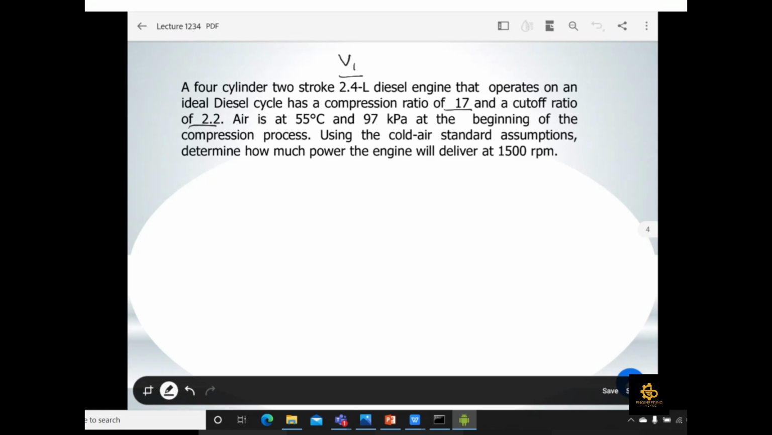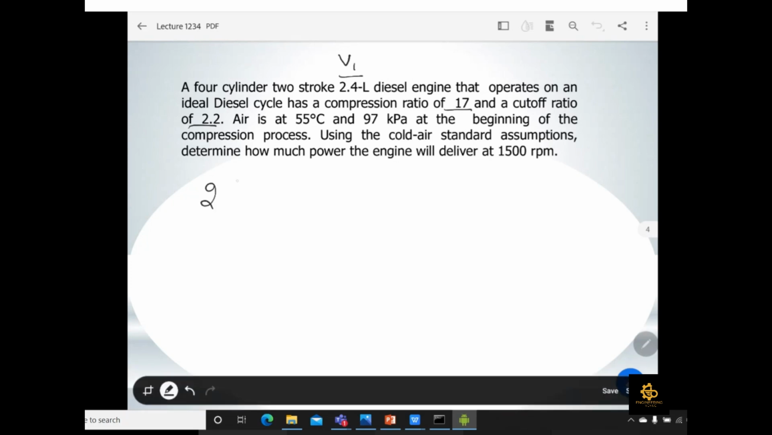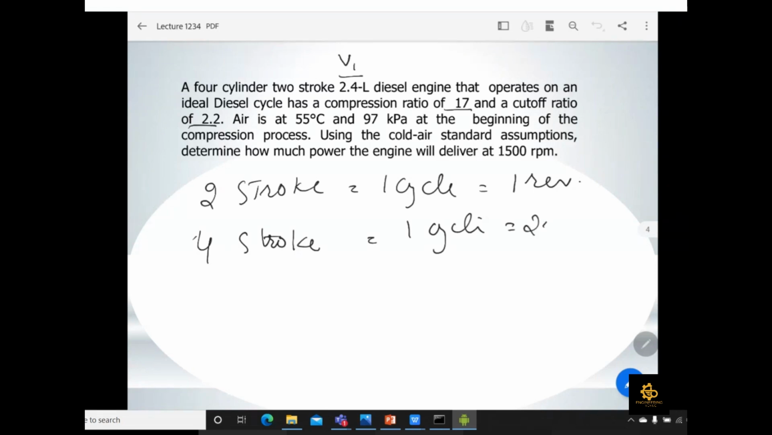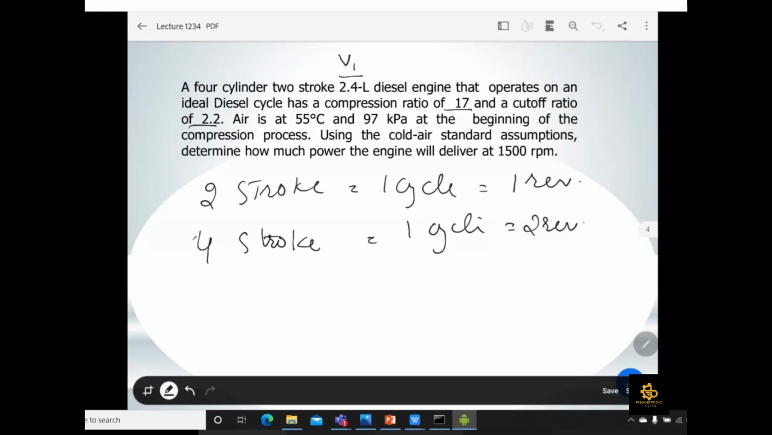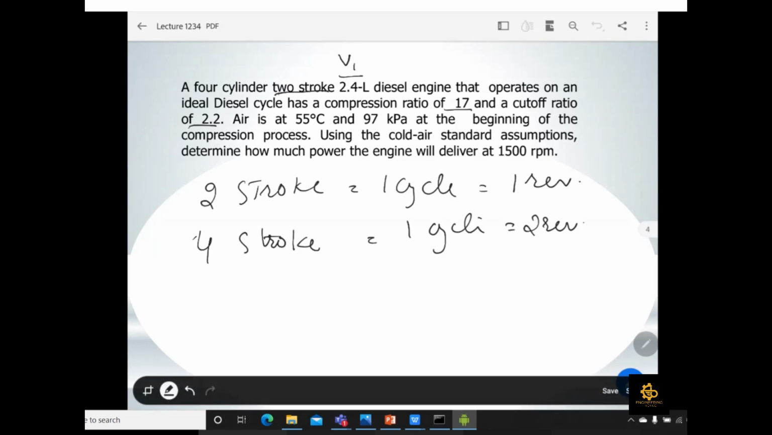Before starting this question, you have to know that I already mentioned, I think in lecture number 9, that in a 2-stroke engine, in one cycle there will be 1 revolution of your crankshaft. And when there is a 4-stroke engine, in one cycle there will be 2 revolutions of your crankshaft. So we have to use this data in this question, because here it is mentioned 2-stroke and we have to find the power of the engine. We will see how to implement this in the problem as well. Okay, so now coming towards the solution.